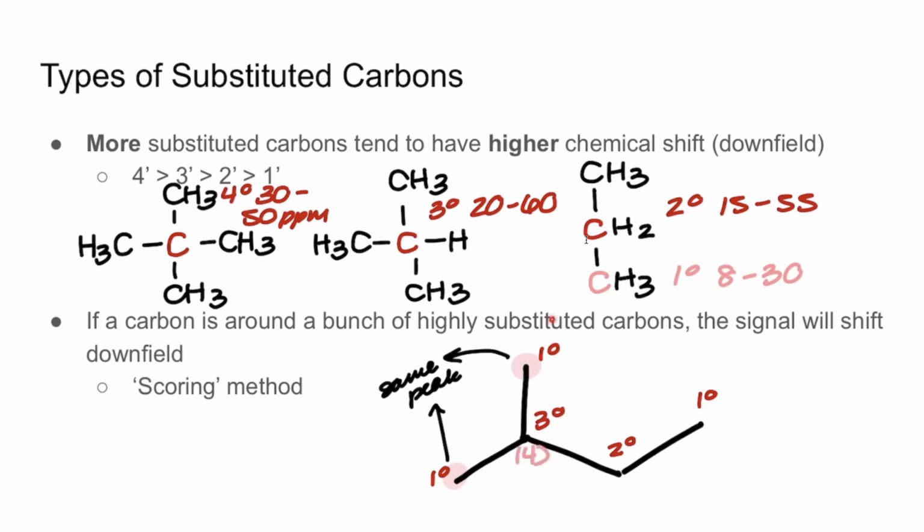You could do this for the rest of your carbons. So I'm just going to do these 2 primaries attached to that tertiary. They're only attached to a tertiary. Their score is going to be 3. This secondary carbon is attached to a tertiary and a primary, score of 4. And last but not least, that primary is only attached to a secondary, score of 2. Any questions on how I did scoring?